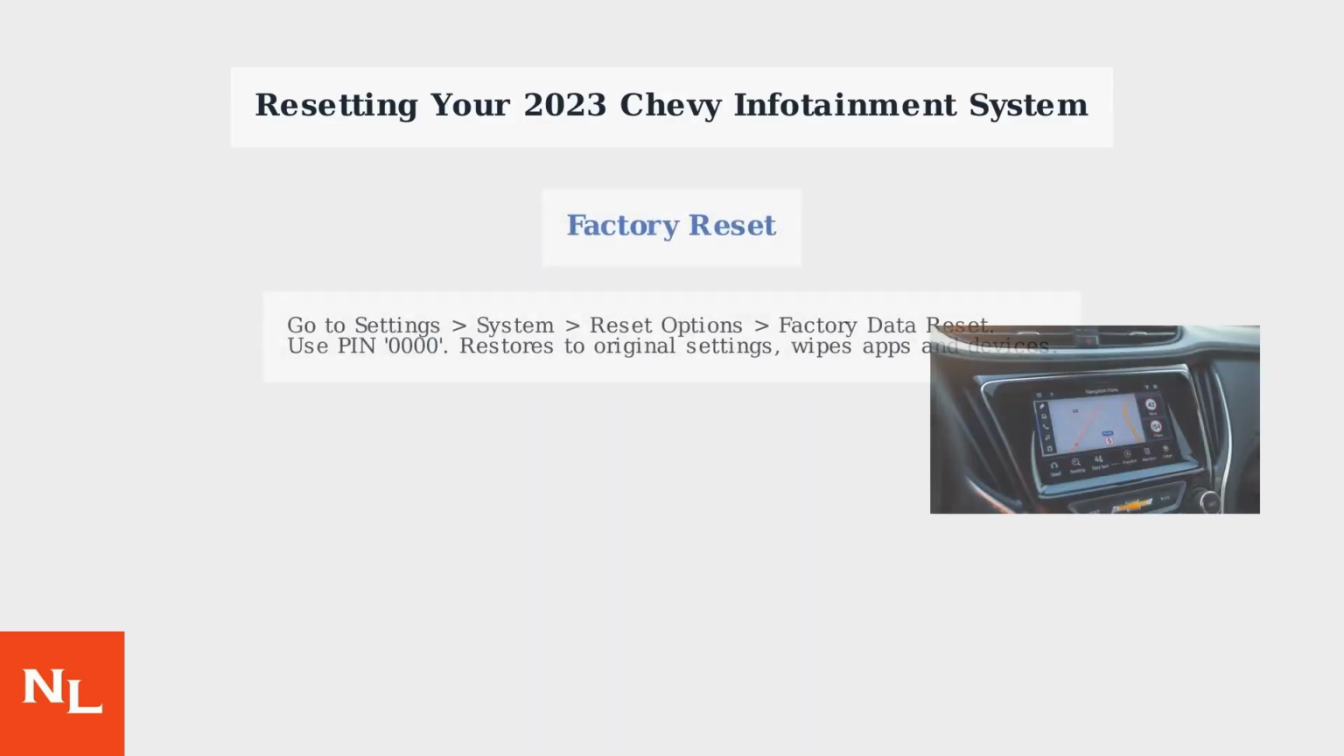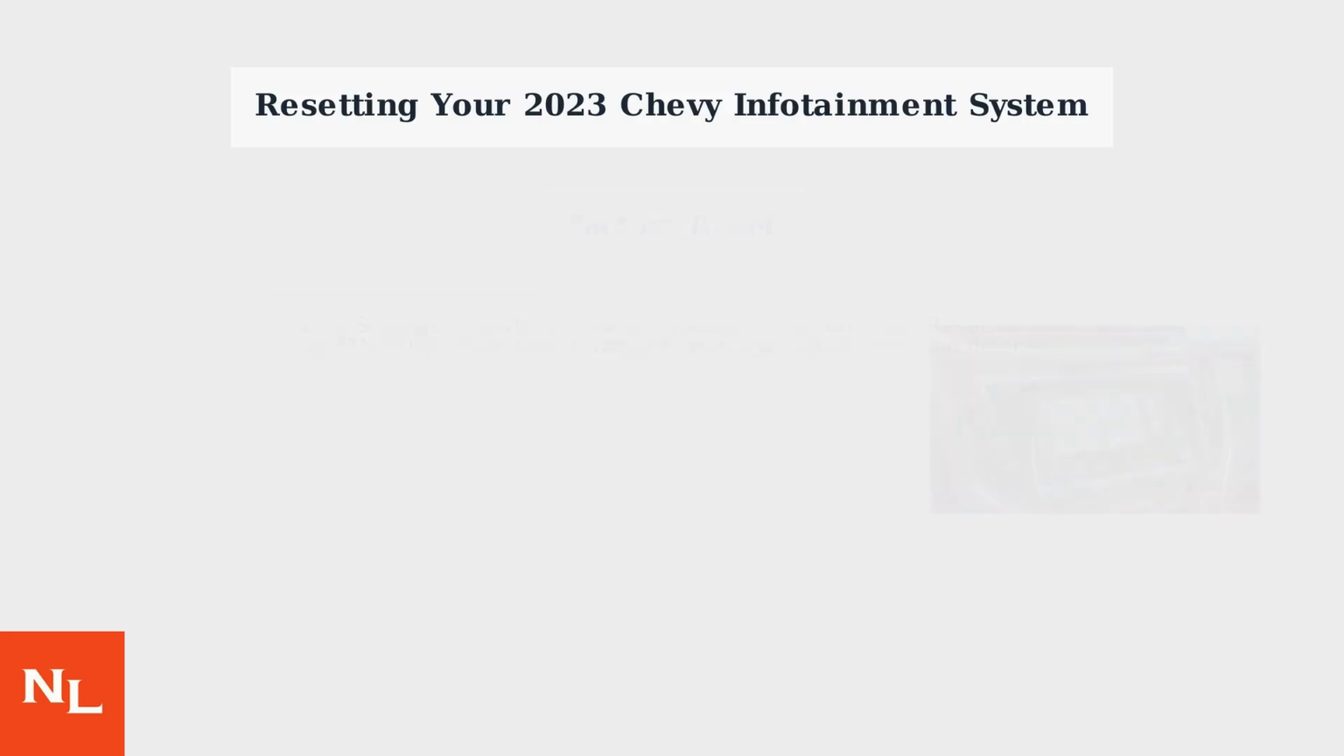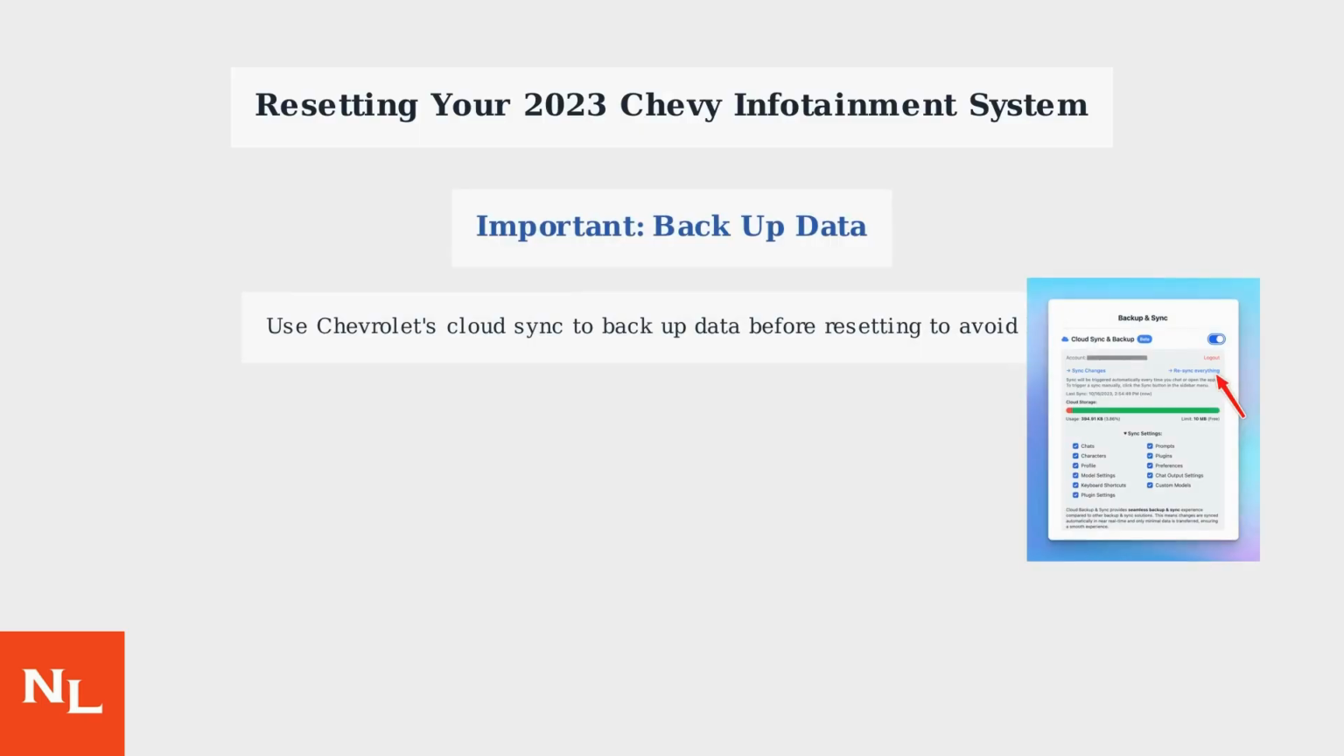A factory reset restores the system to original settings, wiping apps and paired devices. Access via Settings, System, Reset Options, Factory Data Reset, using the default PIN 0000. Remember to back up your data beforehand using Chevrolet's Cloud Sync to avoid data loss before performing any reset.